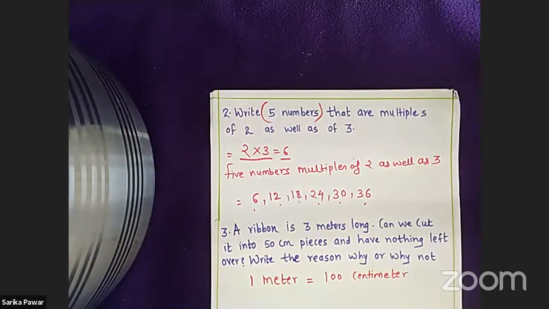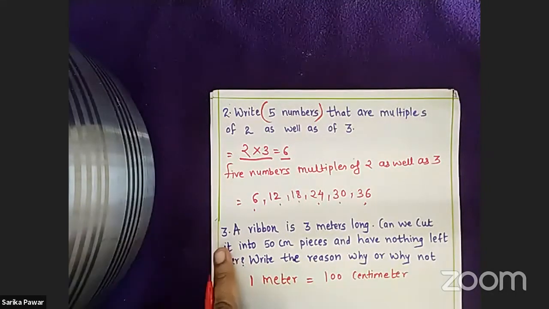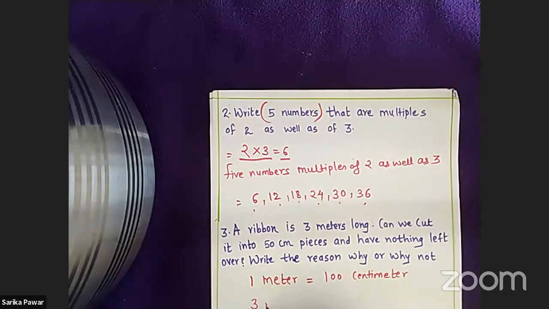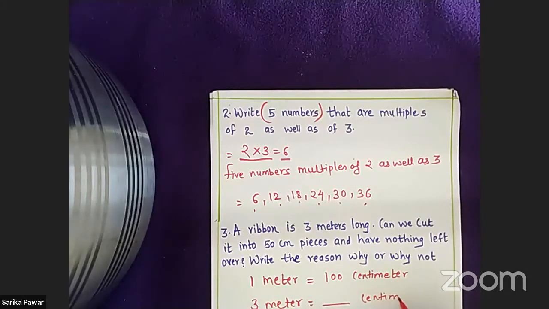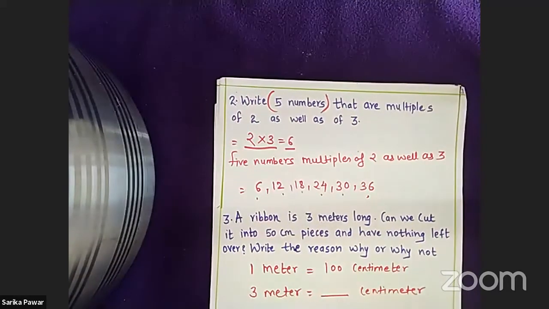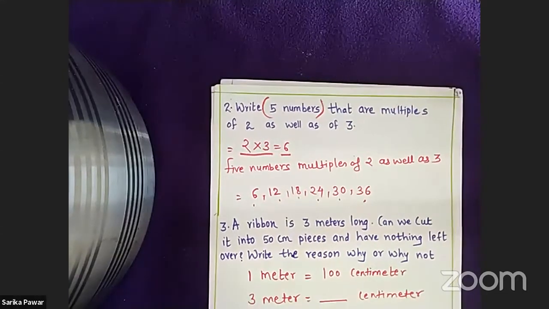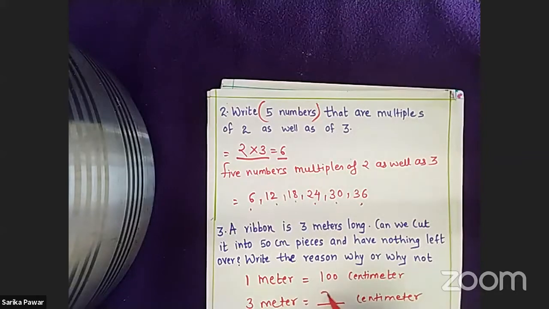1 meter is equal to 100 centimeters. And what is given? A ribbon is 3 meters long. We have to convert meters into centimeters. Now who will tell me? 3 meters means dash centimeters. Fill in the blank. Yes, Palak Manoj Vishwakarma, your answer is right, 300. Good, so I am writing here 300.